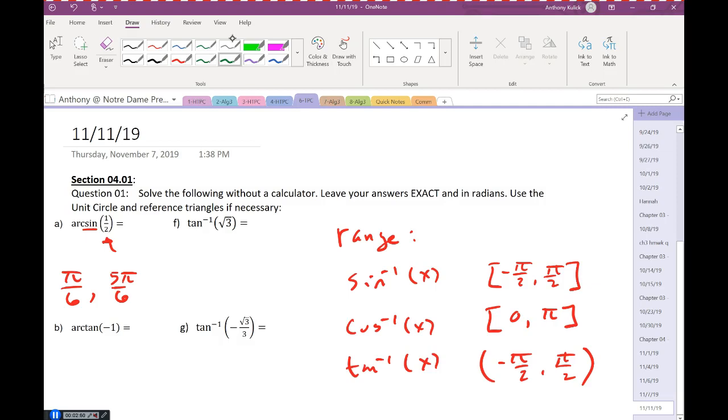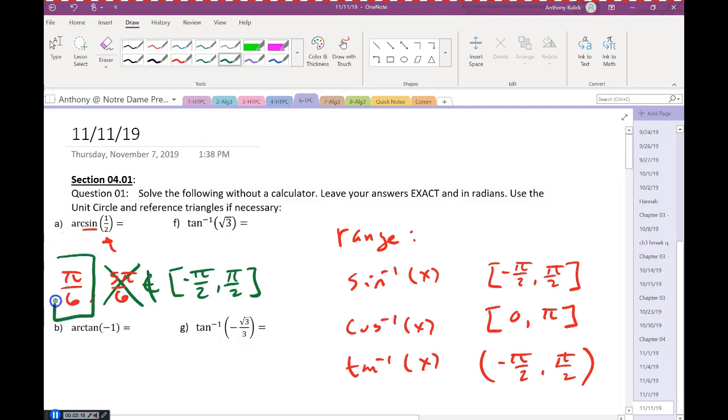Now, are both of these answers? No. Why not? This one is not a solution. The reason is that this is not in the range negative pi over 2 to positive pi over 2. In fact, even if you found something coterminal to it, you can't put it inside of that range. Our only answer here is pi over 6.